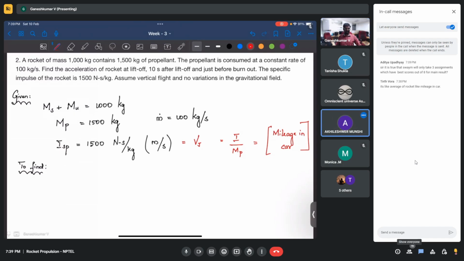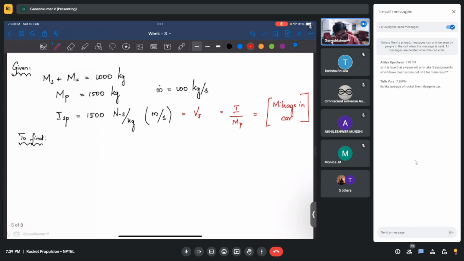Yes, sir. Got it. So basically you guys gave the answers, and the answers were right. But a few important things about ISP: this is m dot, the mass flow rate of the propellant, so this is also one of the formulas for ISP. Why ISP is very important is it actually gives us the mileage of the rocket. So that's what Teeth is telling.